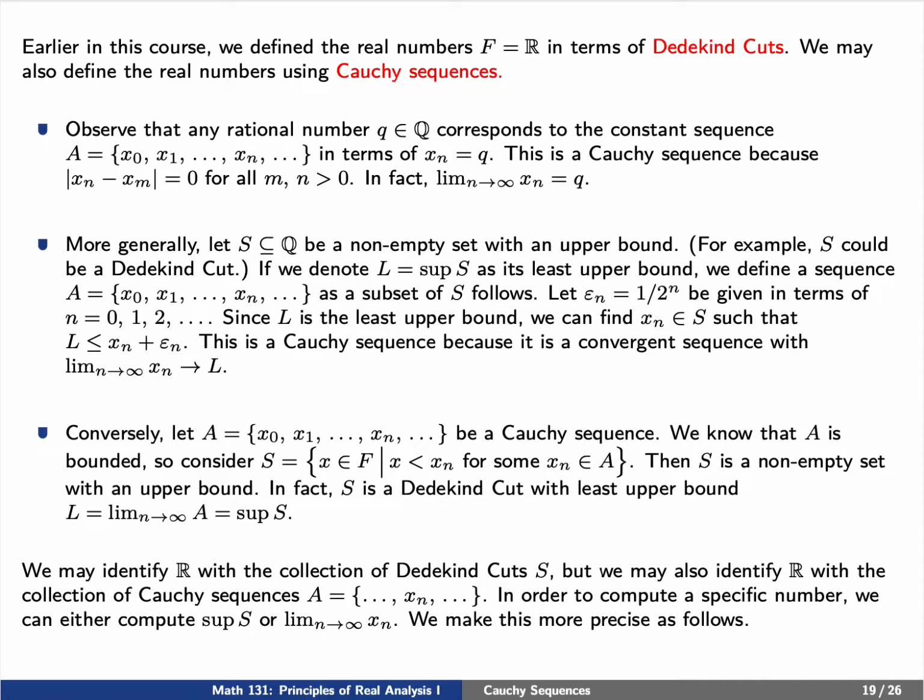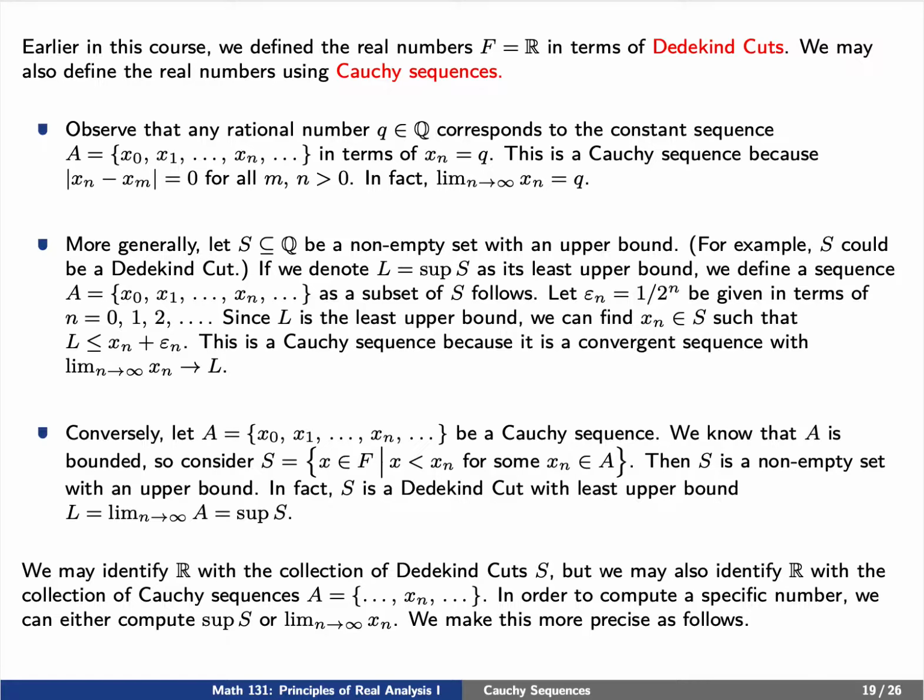For this reason, we may identify the real numbers as a collection of Dedekind cuts S, but we can also identify the real numbers with a collection of Cauchy sequences. In order to compute a specific real number instead of this abstract concept, remember that we can either compute the supremum of a Dedekind cut or we can compute the limit of the Cauchy sequence.